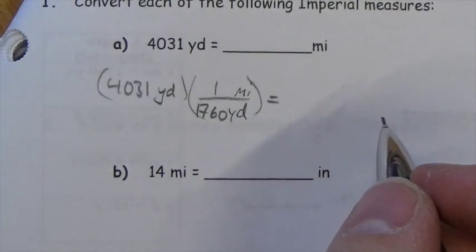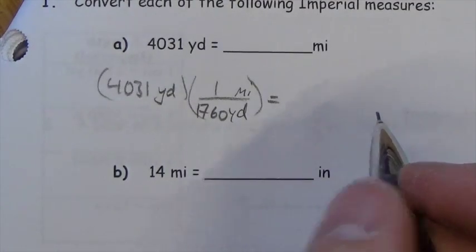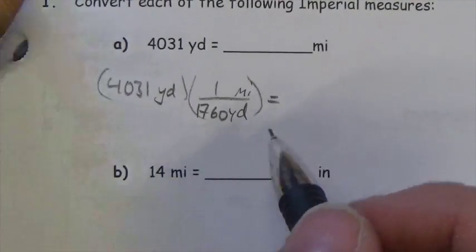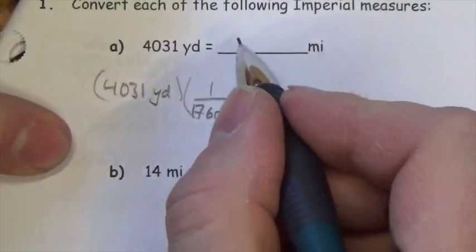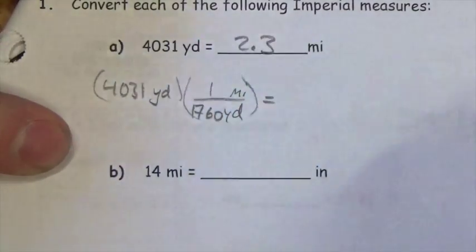So now I'm just going to go to my calculator here. So 4,031 divided by 1,760, and I'm going to get, and I'll just round this to the nearest tenth here, 2.3 miles.